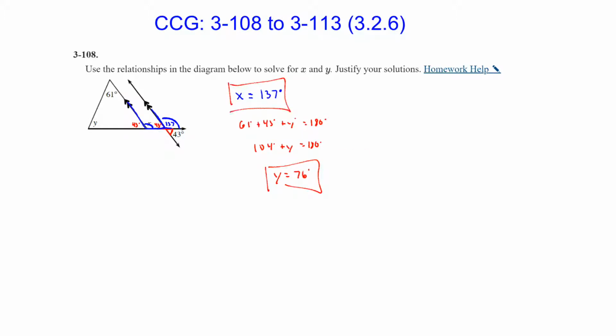And so I kind of talked my way through that, but make sure that you are justifying your answers and your solutions here, that you're talking about vertical angles and straight angles and corresponding angles, same side interior angles. So lots of different ways to go about that problem, but use the justification that works for your thought process.